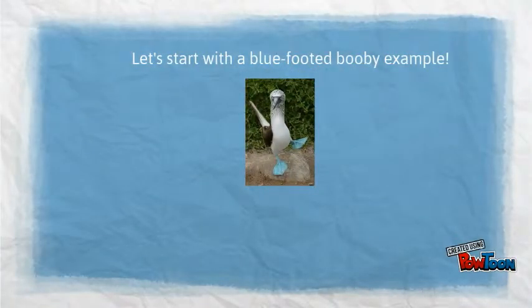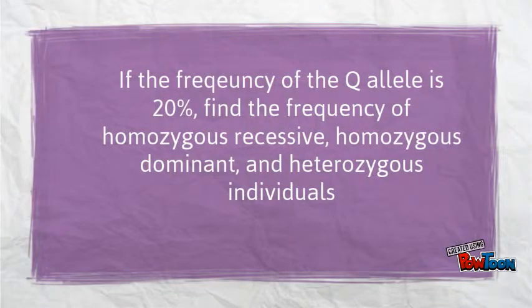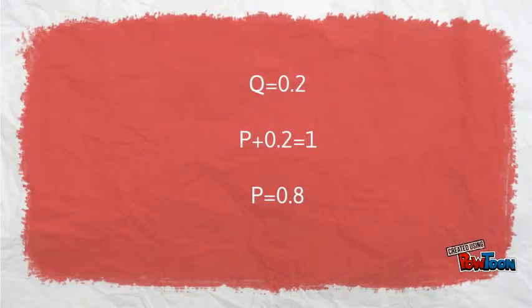Let's start with the blue-footed booby example. Webbed feet represent the recessive trait, and non-webbed feet represent the dominant trait. If the frequency of the Q allele is 20%, find the frequency of homozygous recessive, homozygous dominant, and heterozygous individuals. So, if the Q allele frequency is 20%, that would mean Q equals 0.2. When we replace the Q in the equation P plus Q equals 1 with 0.2 and solve for P, we find that P, which is the dominant allele, equals 0.8.